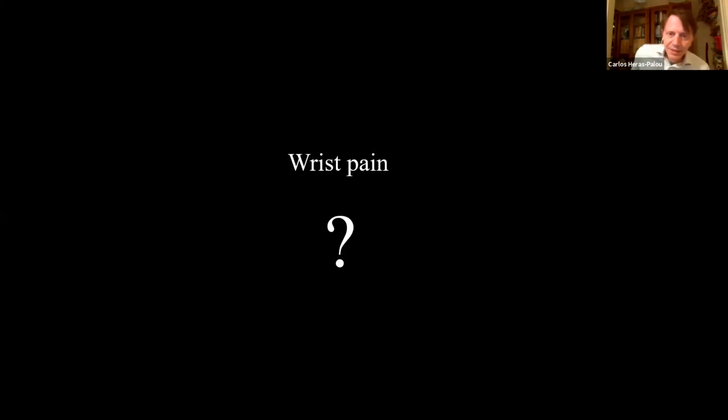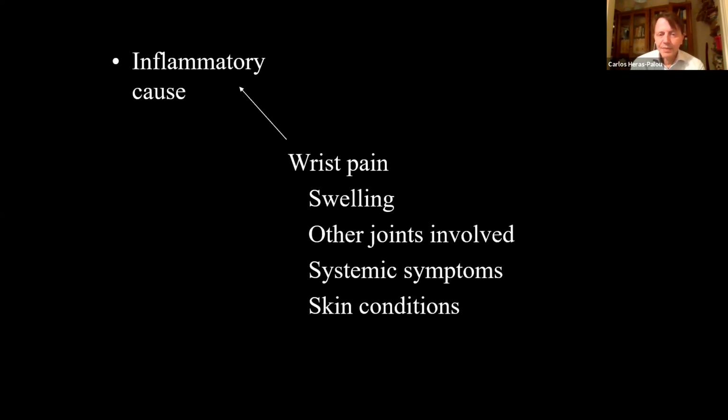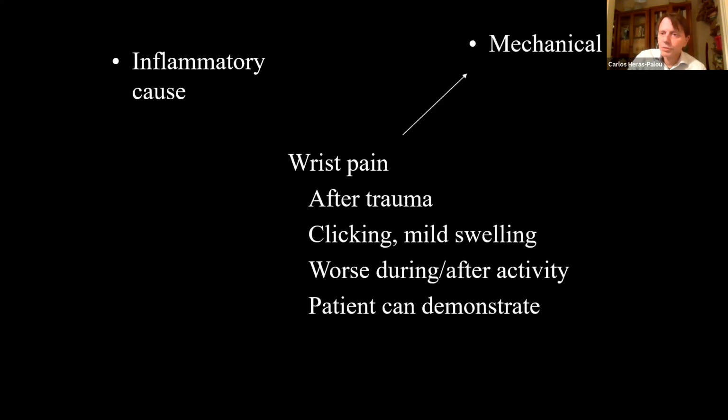So in the middle of a busy clinic, you have a patient with wrist pain, and sometimes you have a sinking feeling. You say, well, am I going to get anywhere? And the thing to do is put it in the right box. If somebody comes with swelling, all the joints involved, systemic symptoms, skin conditions, that's going to be an inflammatory cause, rheumatoid or psoriatic or something. If somebody comes with wrist pain after a clear injury, and I mean a significant injury, with clicking, mild swelling, the pain is worse during and after activity, and the patient can demonstrate the clicking or can demonstrate what happened, that's mechanical. And that's the one we'll mainly focus on today.